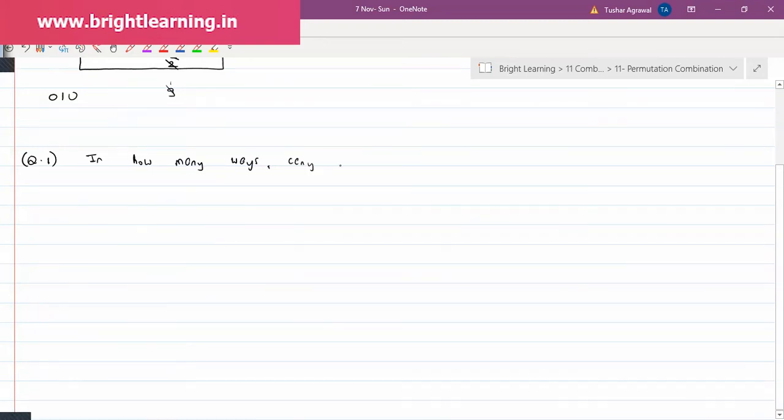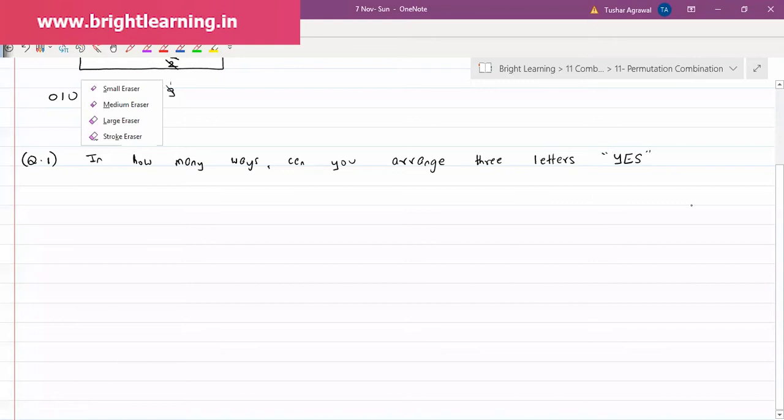in how many ways can you arrange 3 letters? Think over it and write your answer in the chat box.